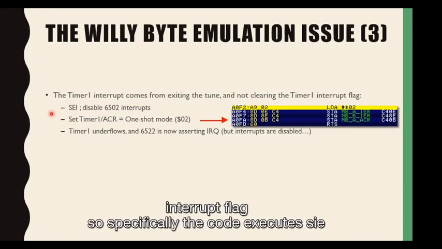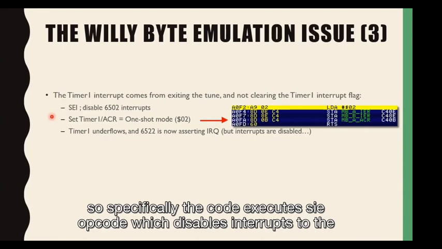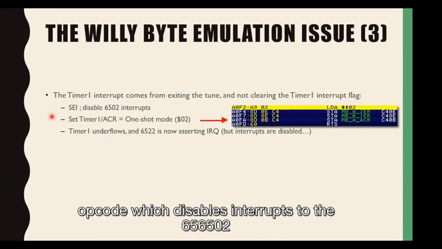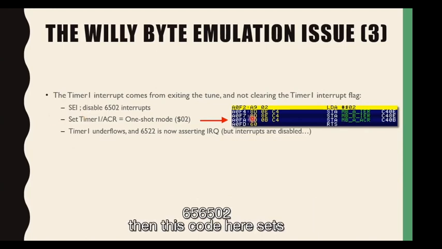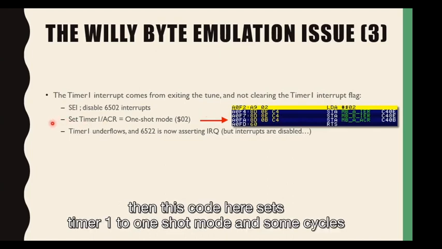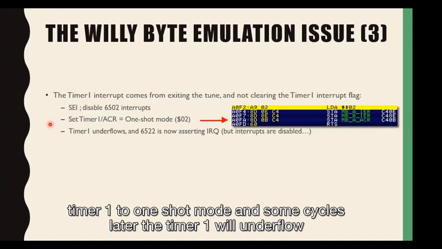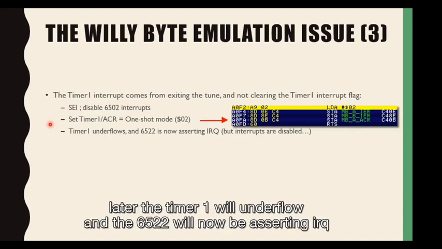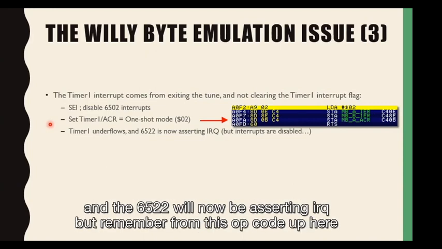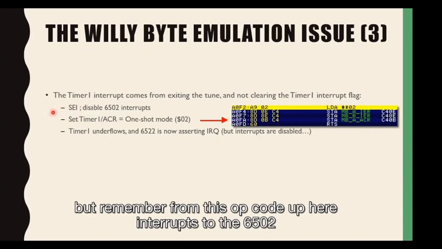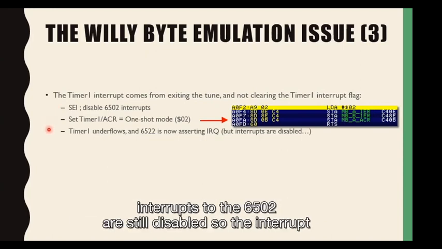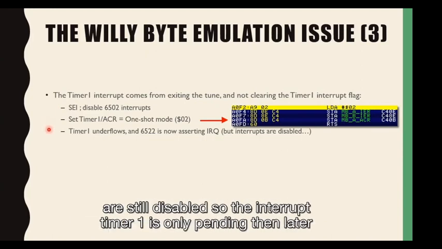So specifically, the code executes the SEI opcode, which disables interrupts to the 6502. Then, this code here sets the timer 1 to one-shot mode, and some cycles later the timer 1 will underflow and the 6522 will now be asserting IRQ. But remember, from this opcode up here, interrupts to the 6502 are still disabled, so the interrupt from timer 1 is only pending.